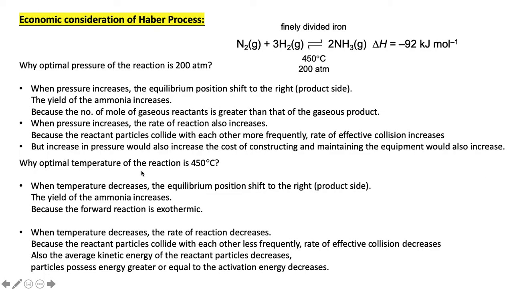And why is the temperature of the reaction 450 degrees Celsius? It is also a balance between the rate and the yield of the reaction, and definitely the cost of maintaining and constructing the equipment. So in order to balance the cost, the yield, and the rate of reaction, we have the optimal pressure and optimal temperature to operate the Haber process.